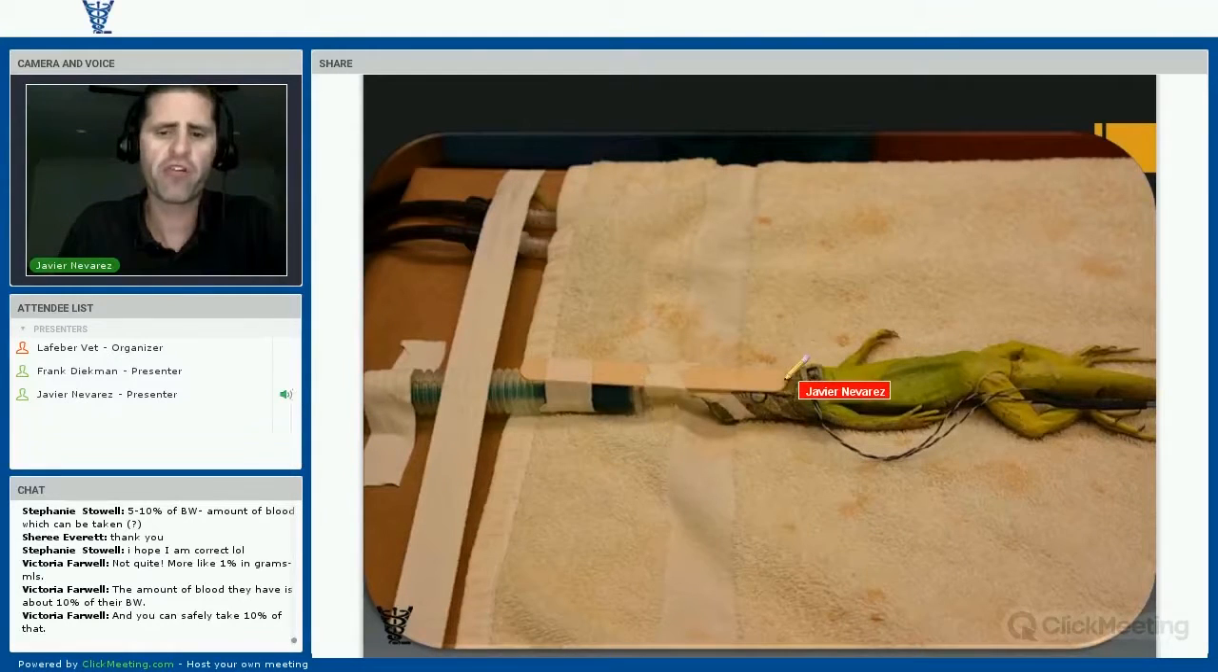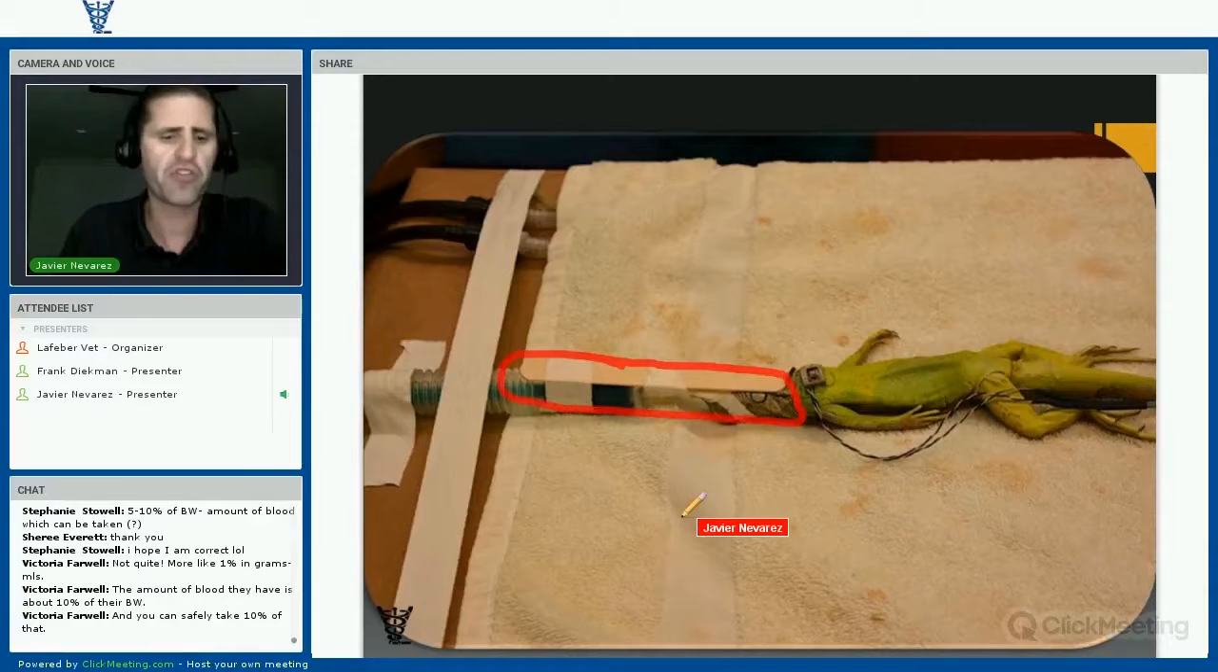So here's that same iguana, and this is what we typically do. We put a tongue depressor over the neck of the animal. We tape it all together. So this whole area is now one structure. That neck, that endotracheal tube, and that anesthesia circuit is all moving as a single unit.